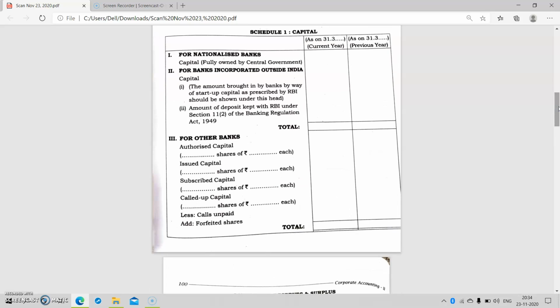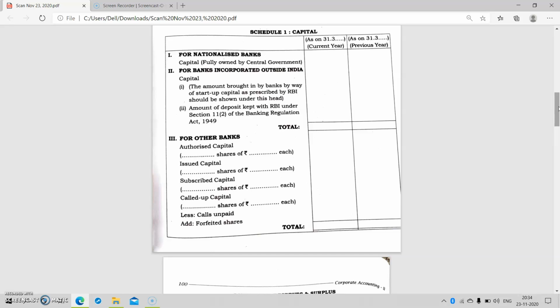Now schedule number 1, capital, in detail. For nationalized banks, it is capital fully owned by the central government. What part of the total share capital is owned by the central government, that you can show. But in problems, you won't come across all these things. Just the share capital will be given to you.